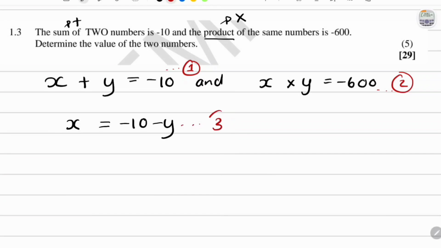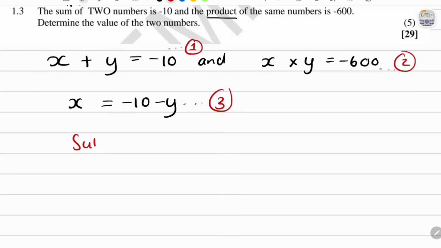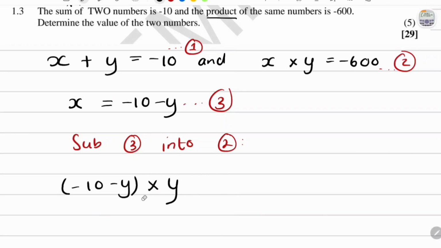Okay, so now that we have equation 3, you're just going to go ahead and substitute equation 3 into the equation we did not touch yet, which is equation 2. So our equation 2 says x times y, but we know what x should be. It should be this. So negative 10 minus y being multiplied by y. That looks awkward because you have two terms being multiplied by one term. You can just put the one term in front of it like that. So that's y times that is equal to negative 600.